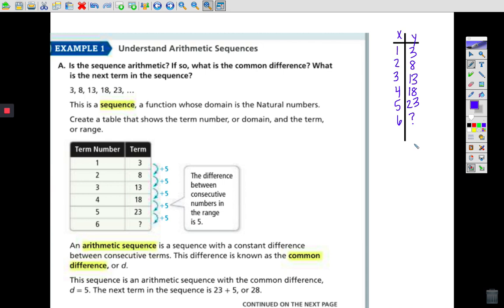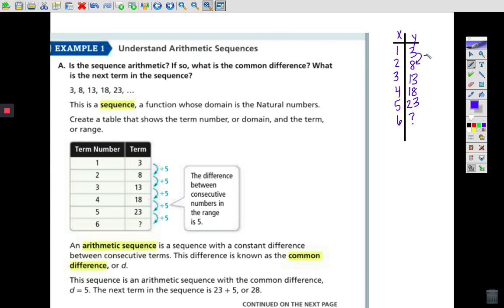Then it says an arithmetic sequence is a sequence with a constant difference between consecutive terms. This is known as a common difference, or D. So let's look at our terms. How do we go from 3 to 8? What are they doing? They're adding 5. From 8 to 13, they're adding 5. They keep adding 5, right?